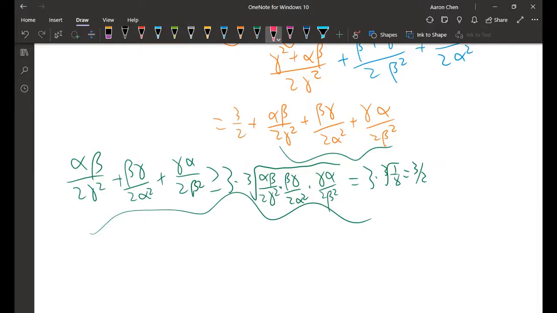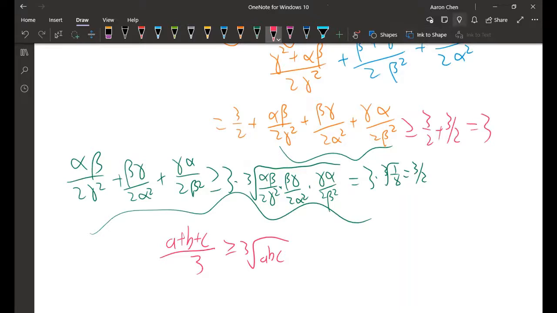And if you don't know what that is, so this is the AM-GM for 3 variables. For 3 variables, it states that a plus b plus c over 3 is at least the cube root of abc. So continuing on from here, this would then be at least 3 halves plus 3 halves, which is equal to 3.